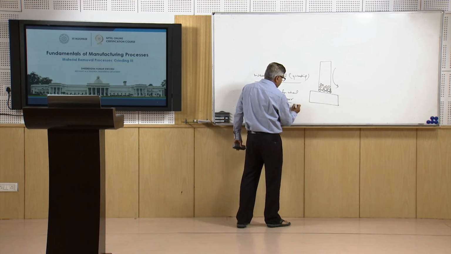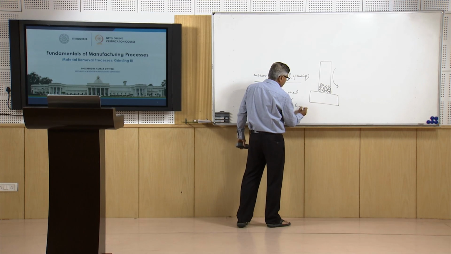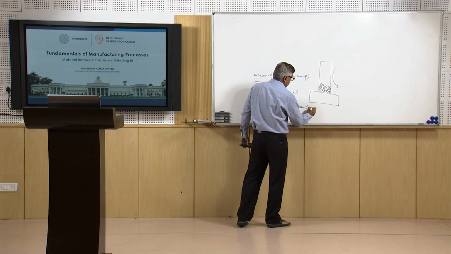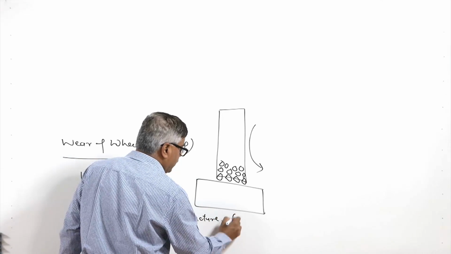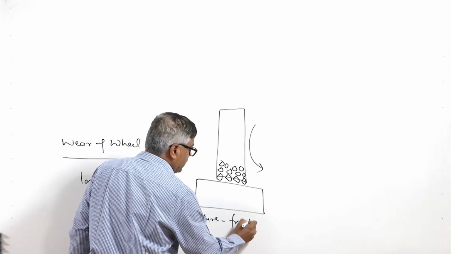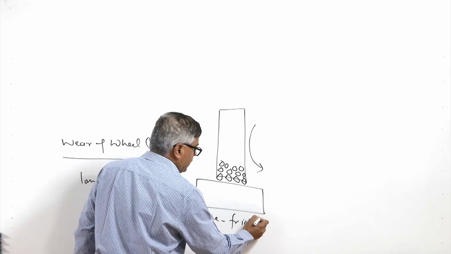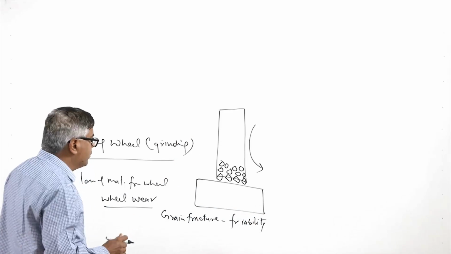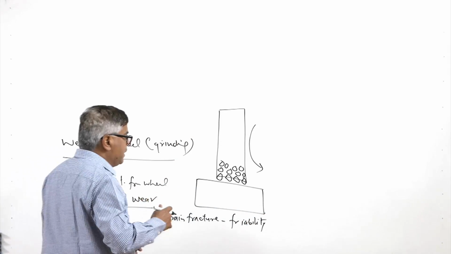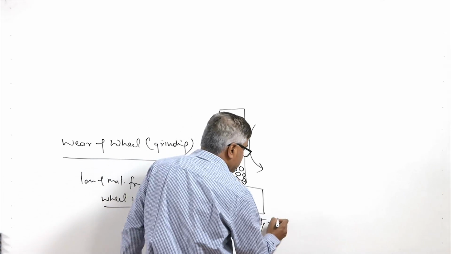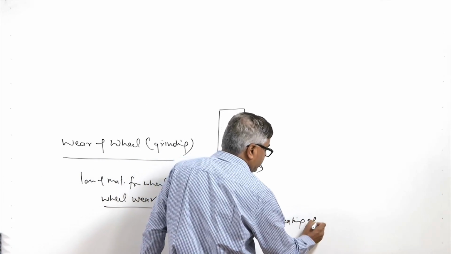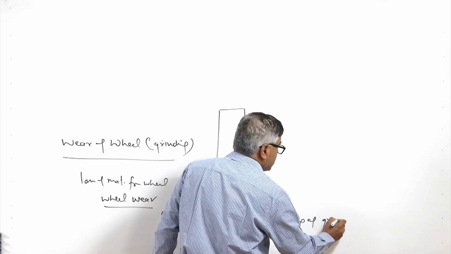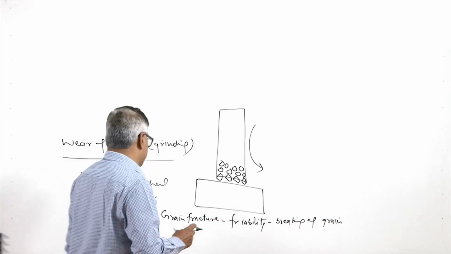These are: grain fracture is one. This grain fracture is influenced by the friability property of the grains. A few grains are more friable, so they break easily. Friability means breaking or fracture of the abrasive grains under the cutting forces.